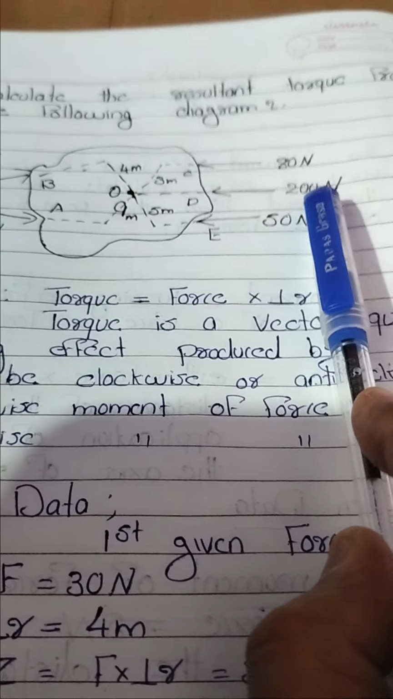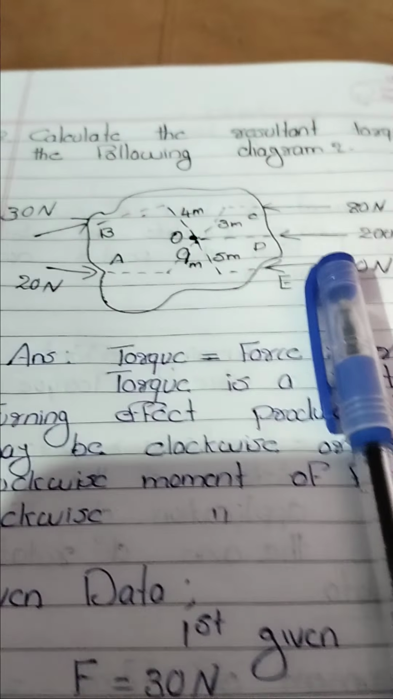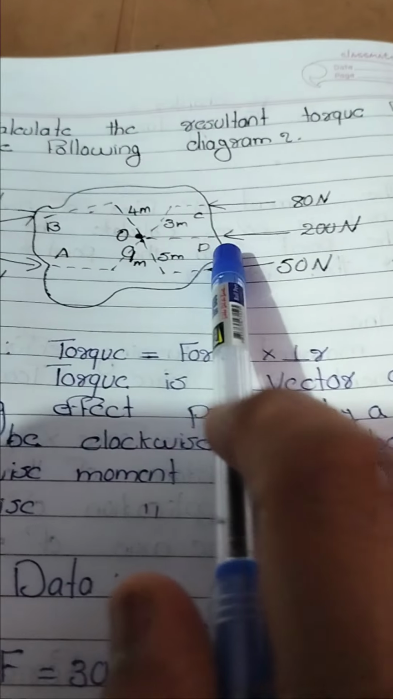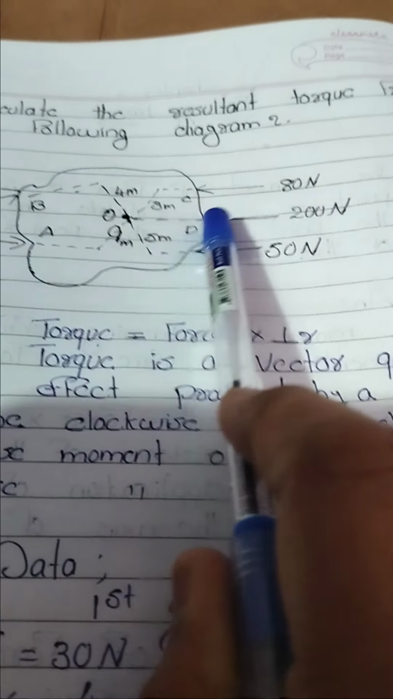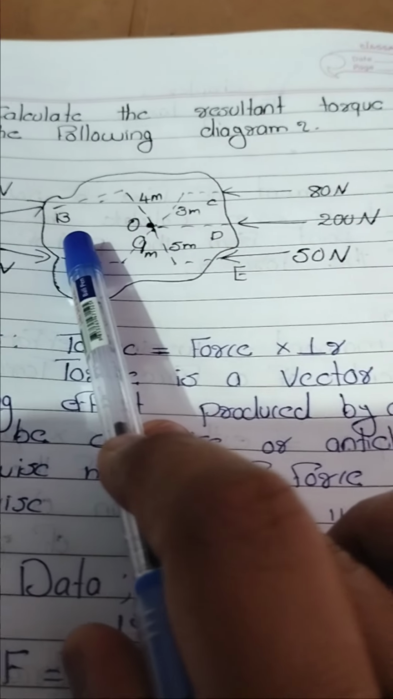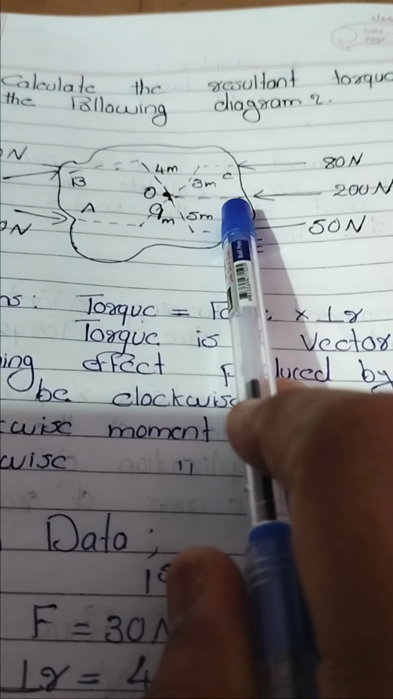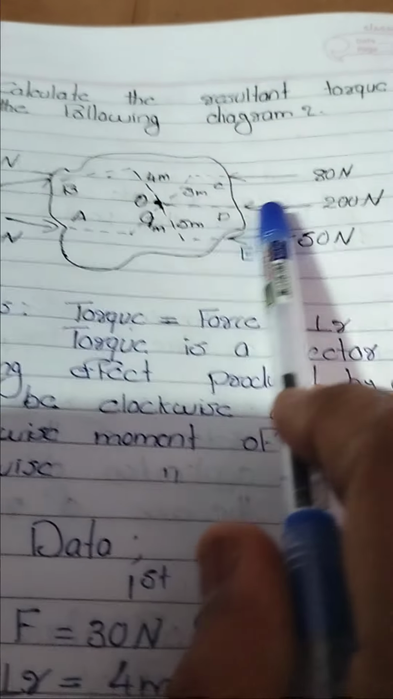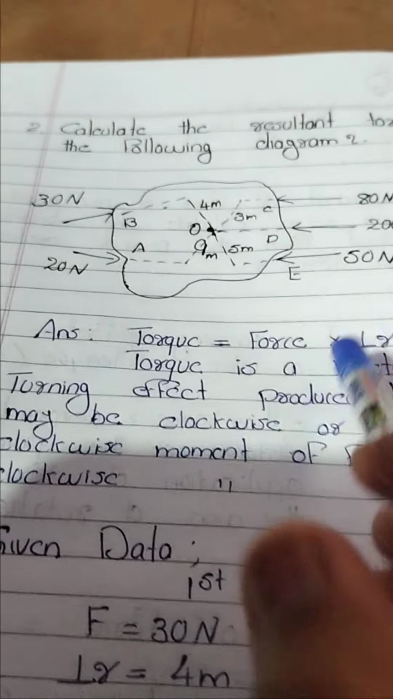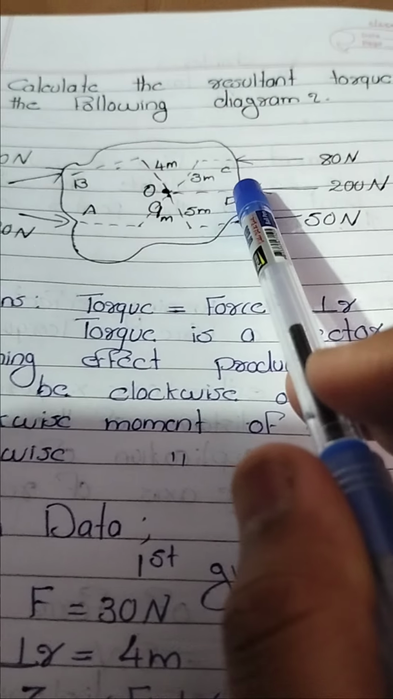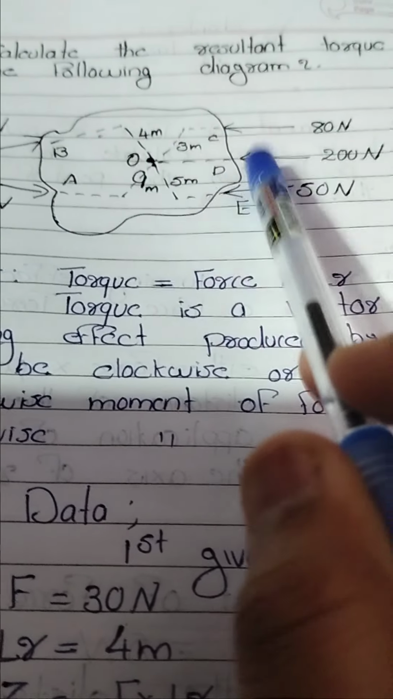Next, the given force is 200 Newton. The line of force of 200 Newton is passing through the origin, that means no perpendicular distance in this case. I hope you can understand this one. This line of force of 200 Newton is passing through the center of this figure, that means O. We should find the expression from the origin. So the line of force is passing through O, so there is no perpendicular distance between them.